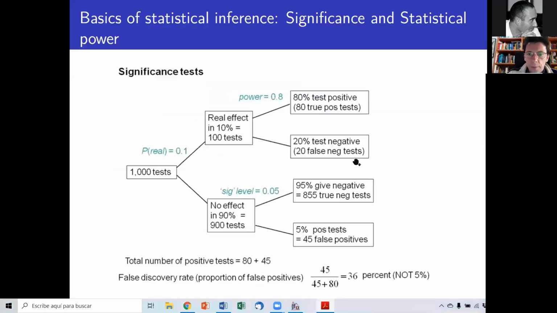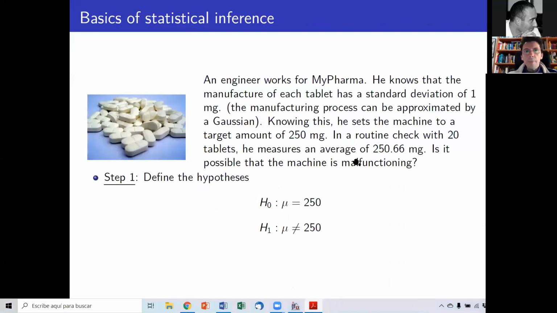Okay, so now statistical inference, because later the sample size will be calculated based on how you will analyze the data. So you need to know how you will analyze the data for calculating how many samples you need to show what you want to show.